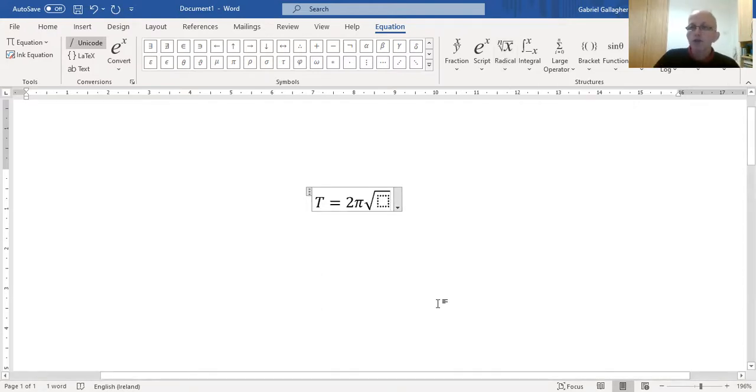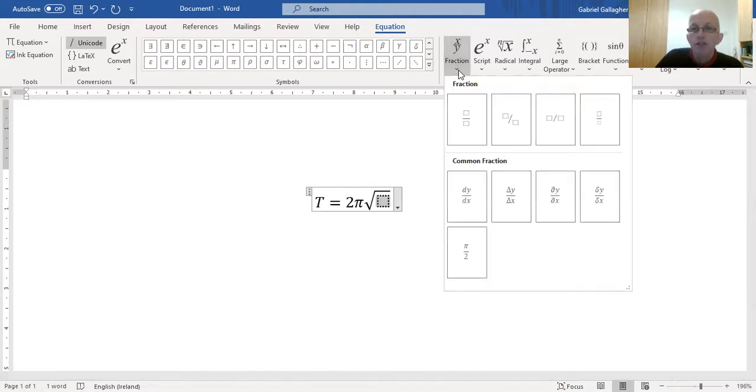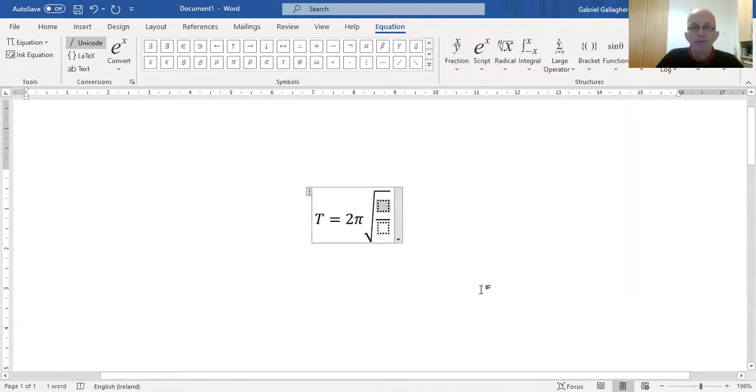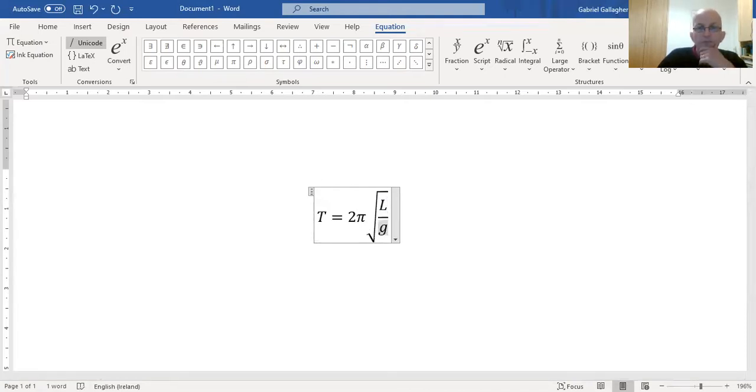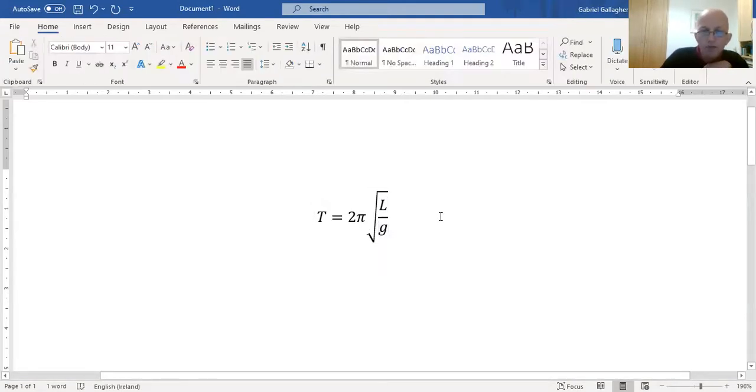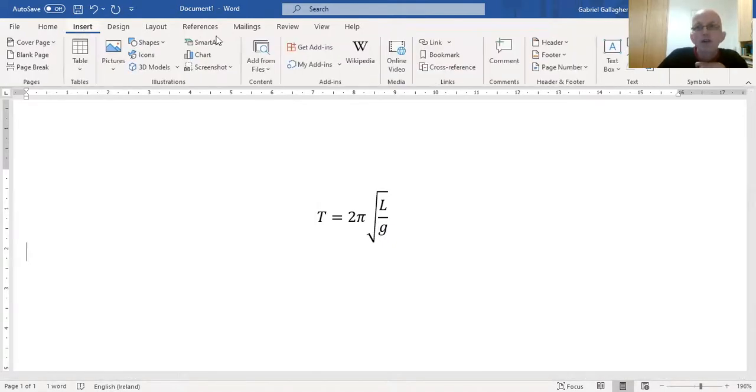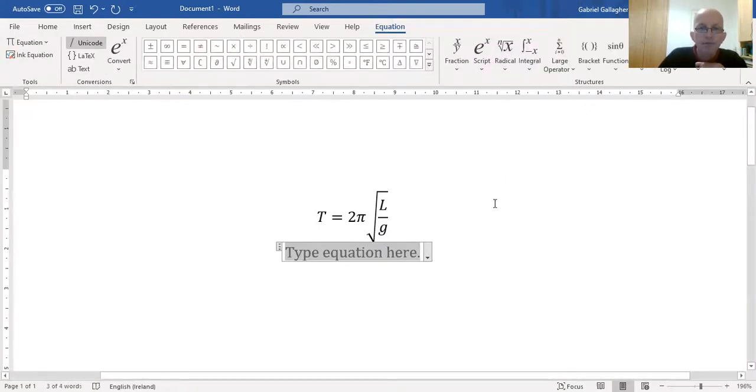Now I want the square root of L over G. So in here I need a fraction. Again, I go back up to the top and select fraction, and you can display the fraction whichever way you want. I'm going to go just for the stacked fraction look, and it's L divided by G. Equation 1 done. We'll move on to the second equation, which is an equation used in thermal conductivity.